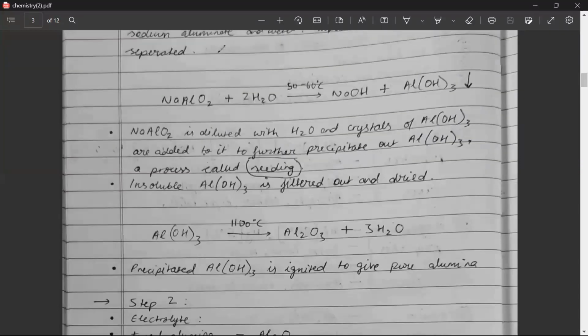Let's look at the second reaction, NaAlO2 plus 2H2O. So this would be sodium aluminate plus water at a temperature of 50 to 60 degrees Celsius, which gives NaOH plus Al(OH)3, which is a precipitate. If you see this arrow pointing downwards, it means that the compound is a precipitate. Now what is the first point? Sodium aluminate is diluted with H2O and crystals of aluminium hydroxide are added to it to further precipitate out aluminium hydroxide, a process called seeding.